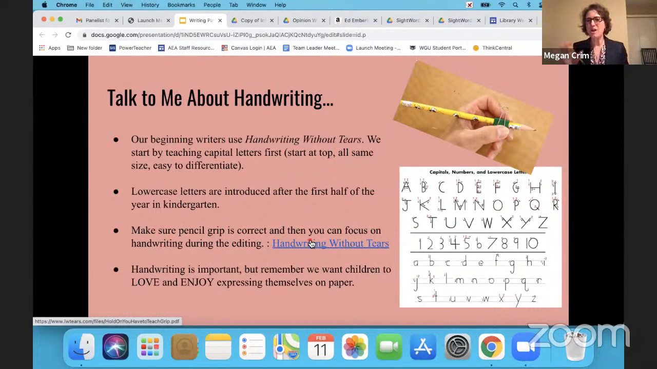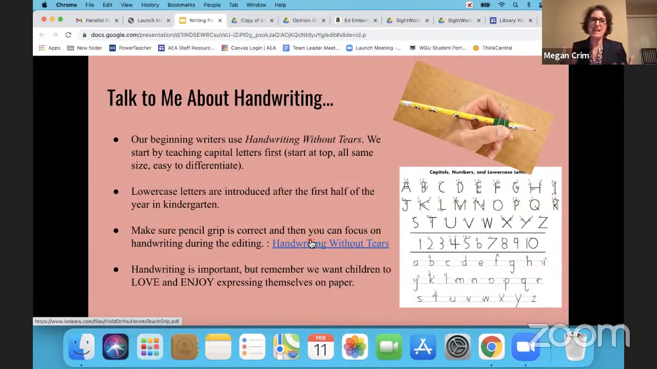I know it's hard at home, and they start to already get this bad habit, and it's hard to break, but you want that stamina. And if they hold it wrong, you can't build that stamina. We do start with capital letters and lowercase letters.